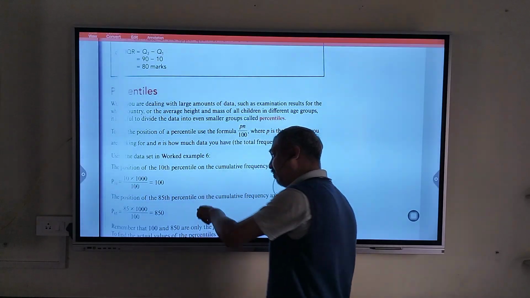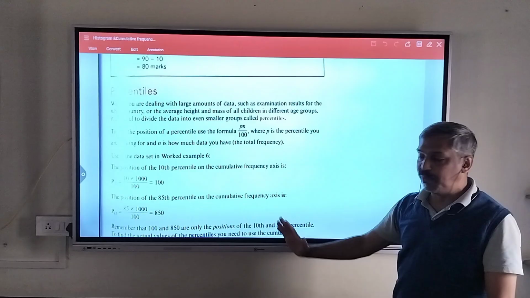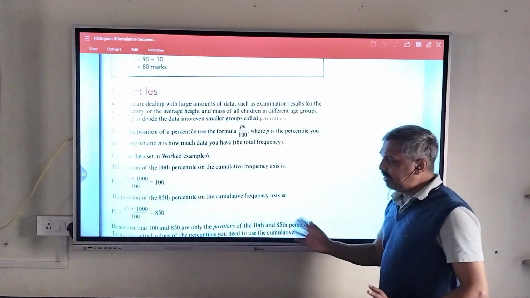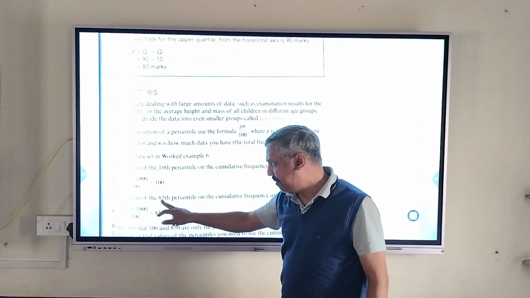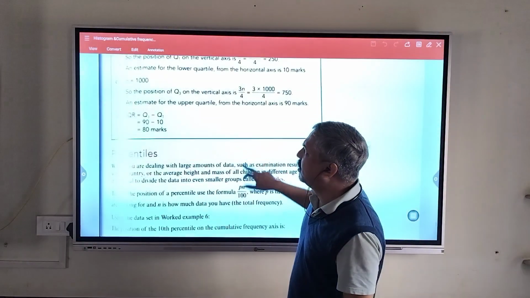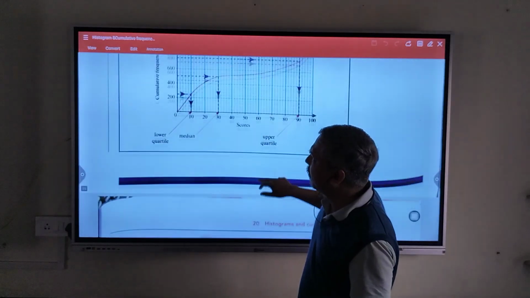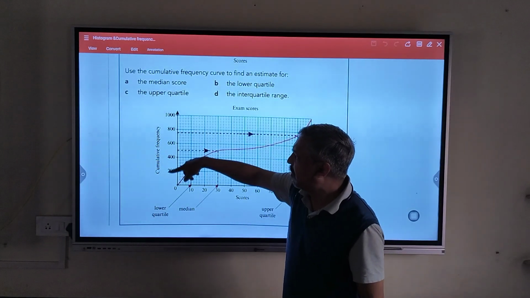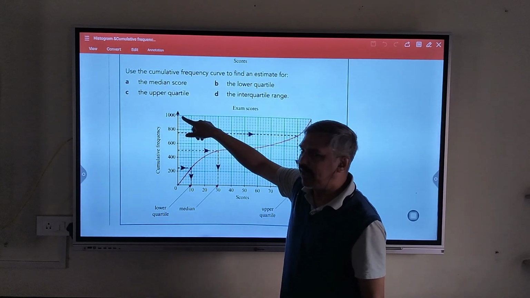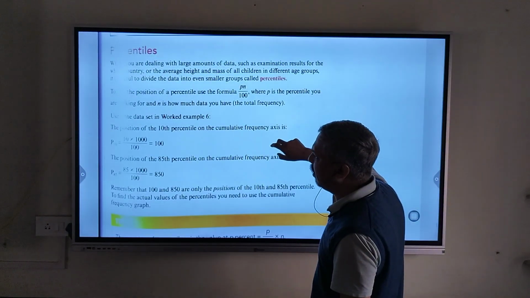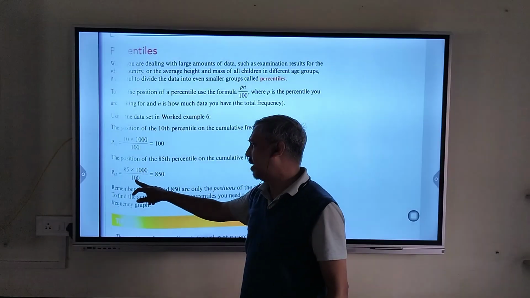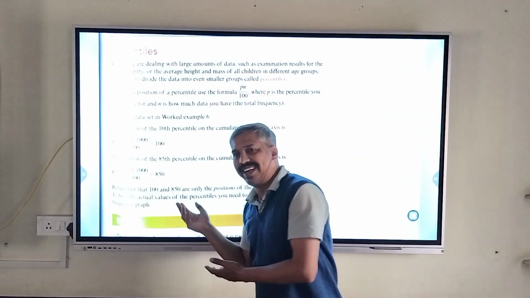If you are talking about the 85th percentile, the position is 85. So for the 85th percentile, the value of P will be 85. N is surely 1000. N is the number of the highest cumulative frequency, or the number of values. That is 1000. So we put the values here: 85 into 1000 upon 100. That is 850.